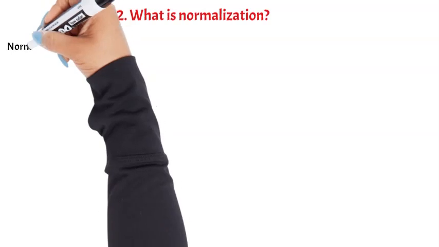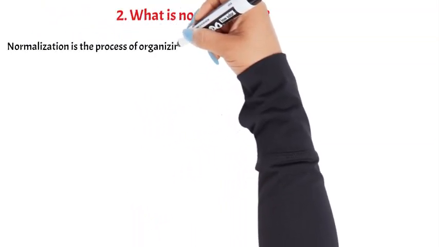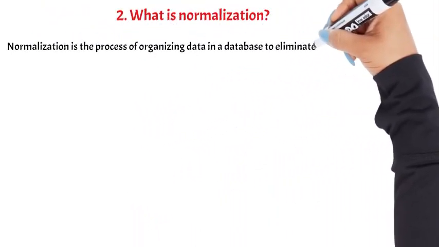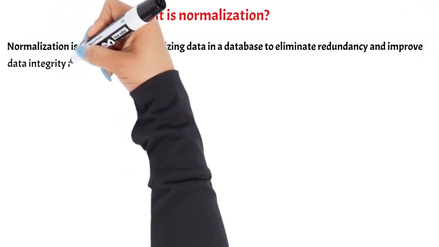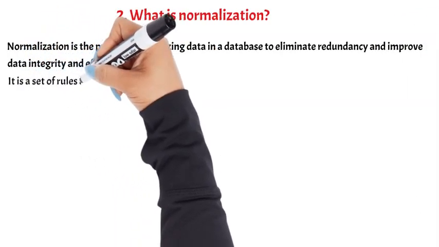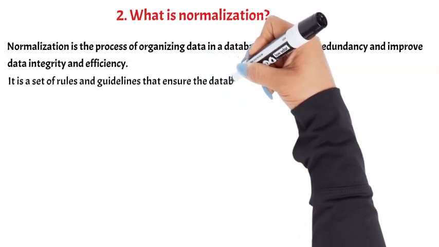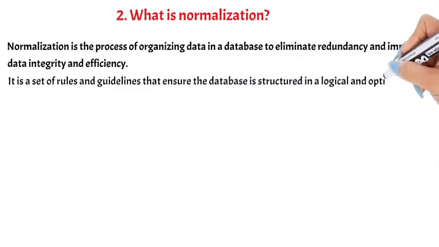2. What is normalization? Normalization is the process of organizing data in a database to eliminate redundancy and improve data integrity and efficiency. It is a set of rules and guidelines that ensure the database is structured in a logical and optimal manner.